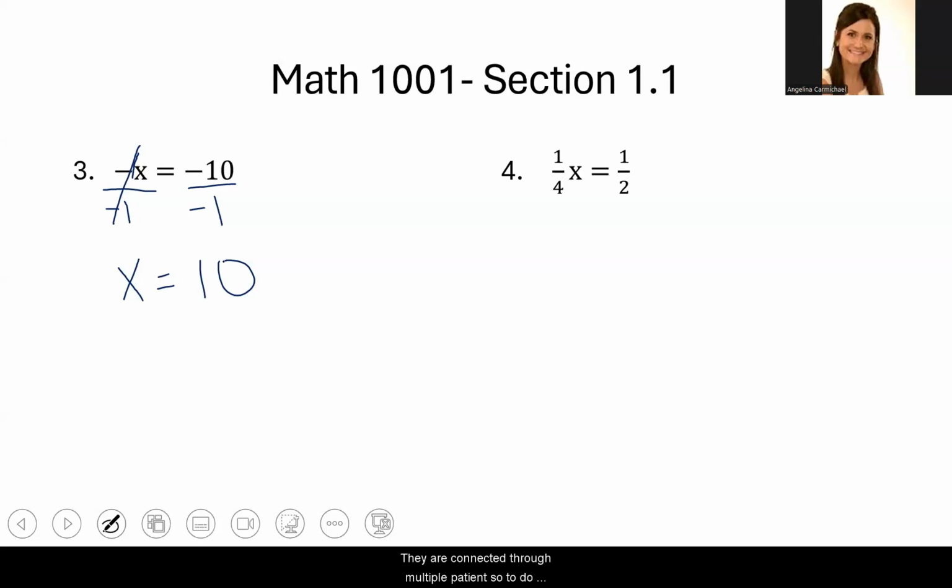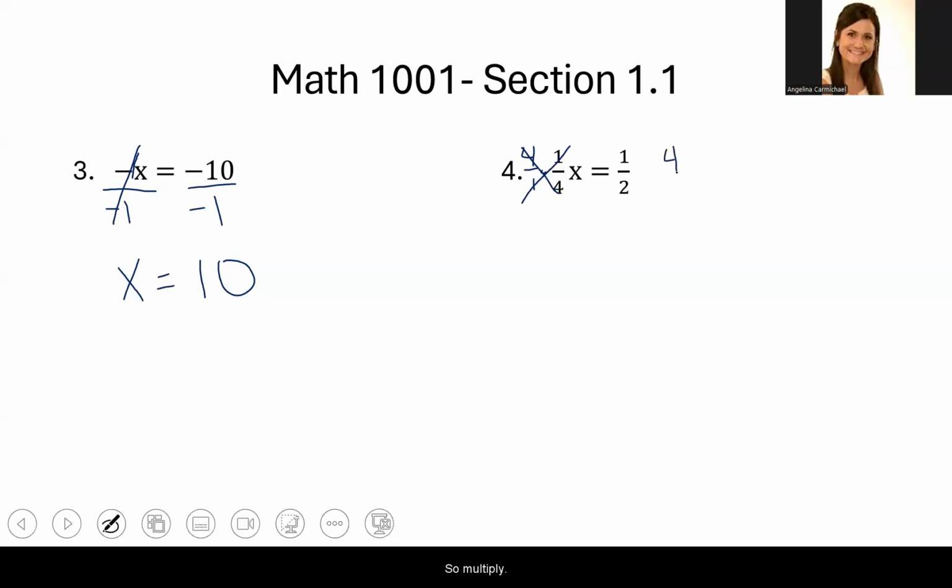They're connected through multiplication. So to do the opposite, we need to divide the fraction on both sides. To divide a fraction, use the reciprocal, flipping it and changing it to multiplication. So to get rid of the 1/4, we are going to flip it and change it to multiplication. So they cancel out. Whatever we do to one side, we do to the other.